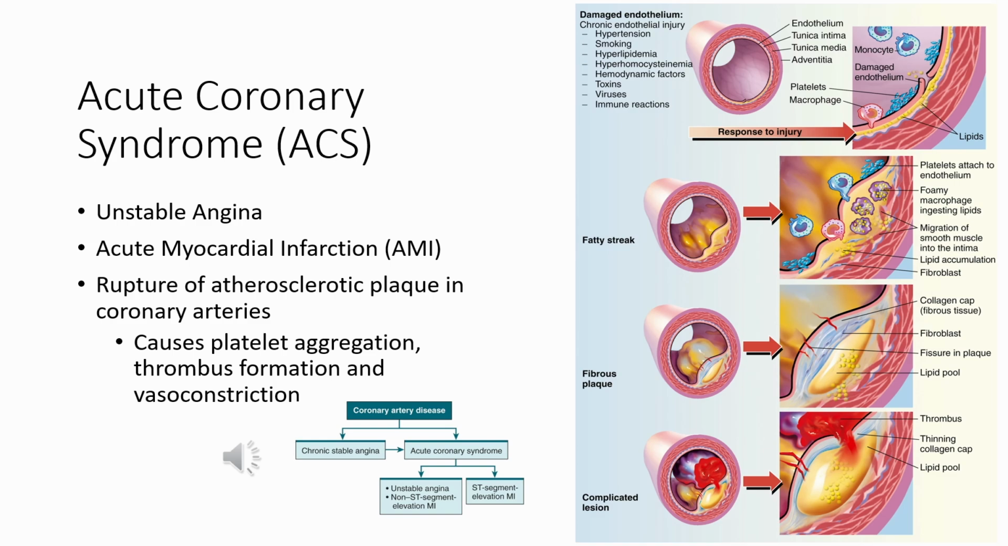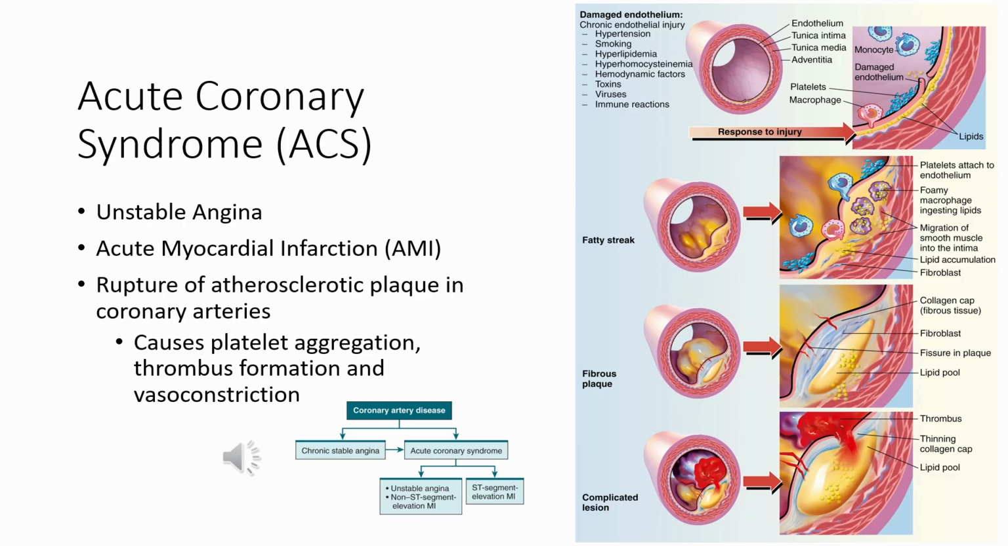Whenever a plaque ruptures, it triggers a cascade of events. We see platelet aggregation or clumping at the site of the rupture. Then we see thrombus or clot formation, which can partially or even completely block blood flow. And we also see vasoconstriction or narrowing of the blood vessel, which can further reduce oxygen supply to the myocardium. So the severity of the coronary artery obstruction determines the specific disease process.